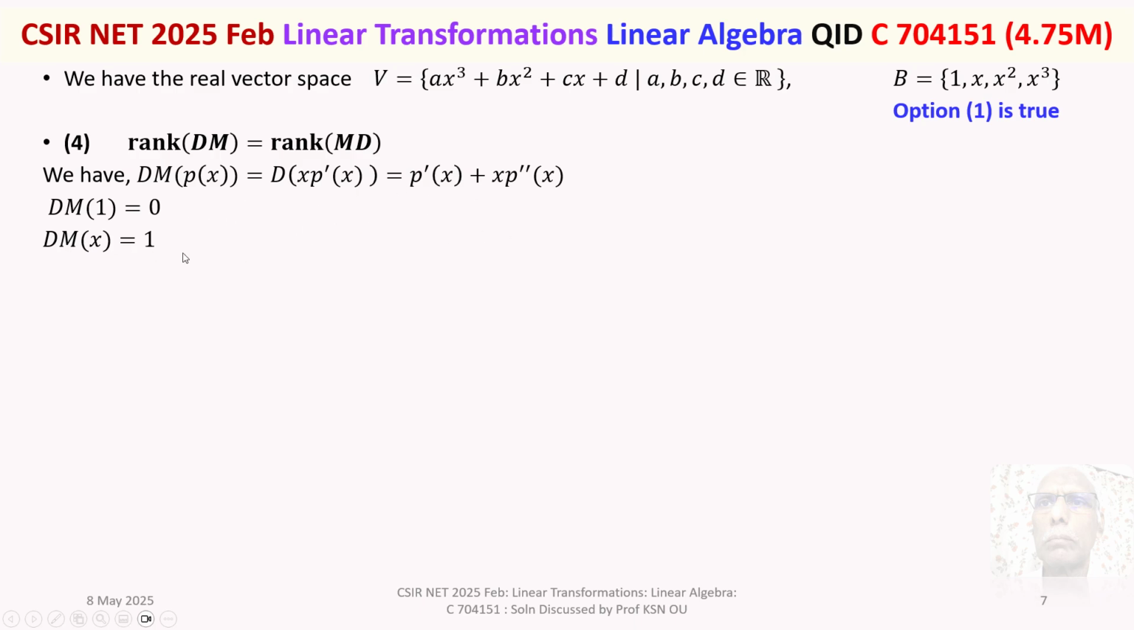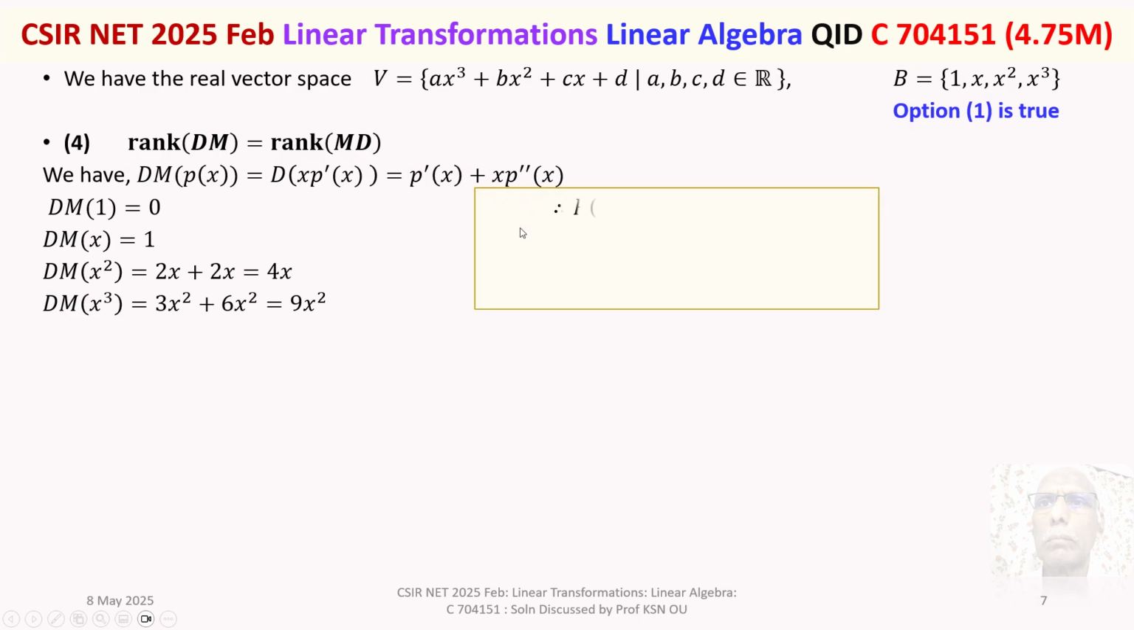So, it is 1. dm of x square is, p of x is x square, p prime x, that is 2x, x into p double prime x, that is 2x, so 4x. dm of x cube, 3x square plus 6x square, 9x square.